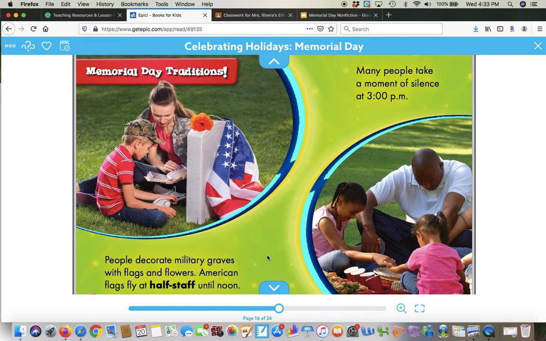American flags fly at half staff until noon. So when people hang up the flags outside, like especially the one that's outside of our school, they put the flag, they don't put the flag all the way up to the top on Memorial Day. They only put it halfway, and that shows a respect for Memorial Day too.